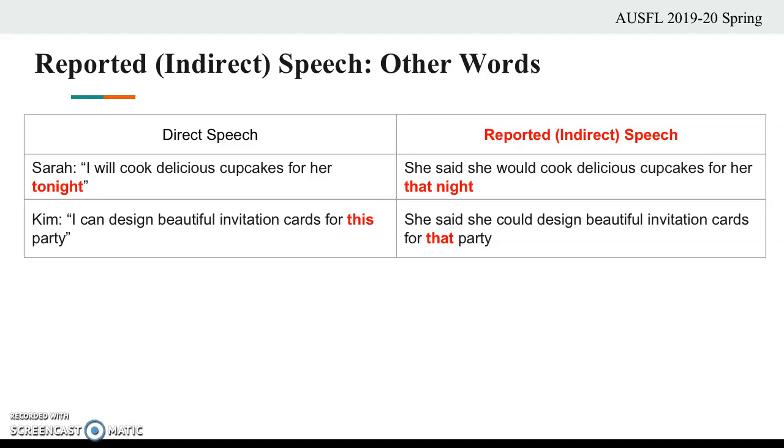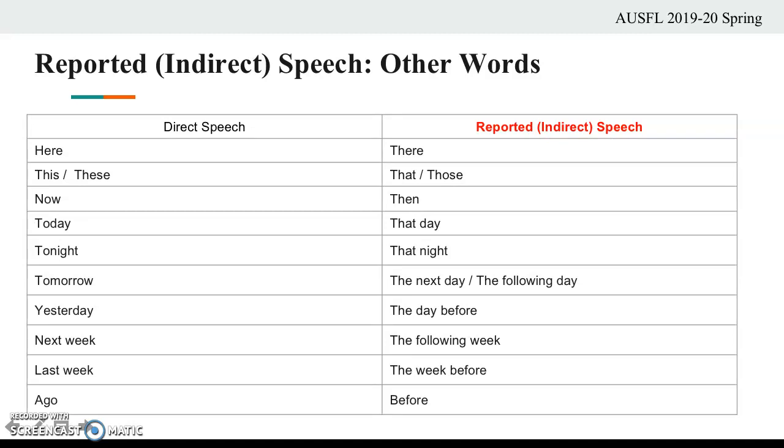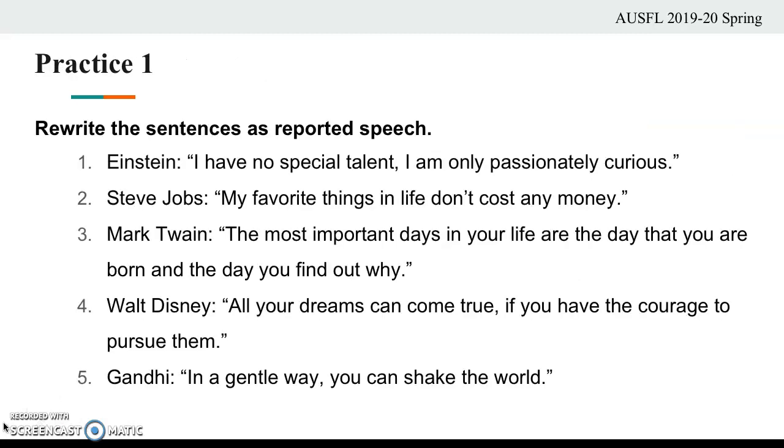I can design beautiful invitation cards for this party. This changes into that in reported speech. She said she could design beautiful invitation cards for that party. This chart shows the other words that need to be changed while reporting. That's all about reported speech.